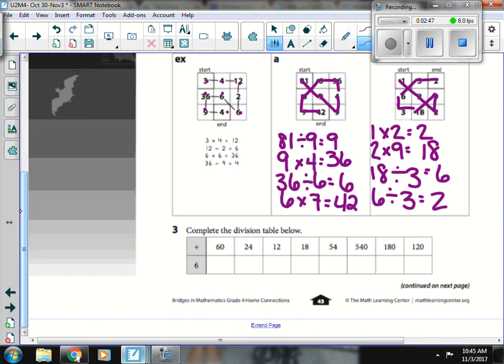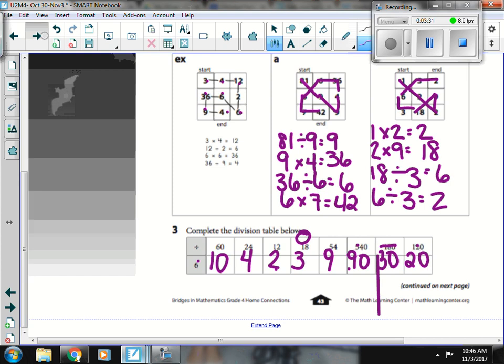Number 3 is a division table. So I'm dividing all of these numbers each by 6. And we get into some of our extended facts. So I know if 54 divided by 6 is 9, then 540 divided by 6, there's my fact, 54 and 9, and then 1, 0. Just like I know that 18 divided by 6 is 3, so 180 divided by 6 is 30. And if 12 divided by 6 is 2, then 120 divided by 6 must be 20.